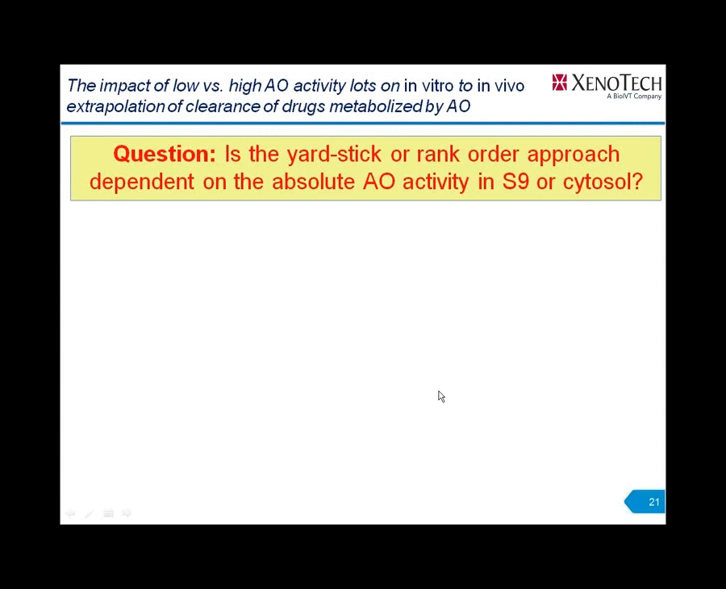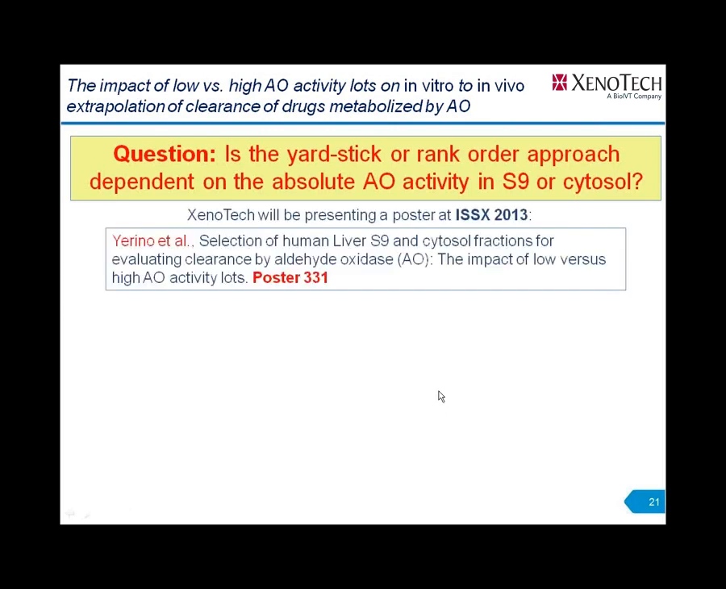So the question we pose here at XenoTech is, is this rank order approach used to benchmark these new chemical entities, advocated by the Pfizer paper, really dependent on the absolute AO activity in S9 or cytosol? Meaning, do you absolutely have to have high AO activities in these subcellular fractions in order to do this approach?